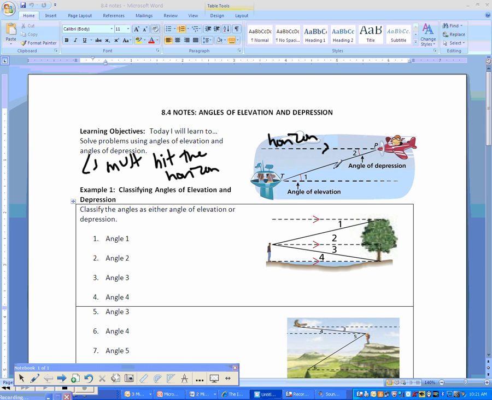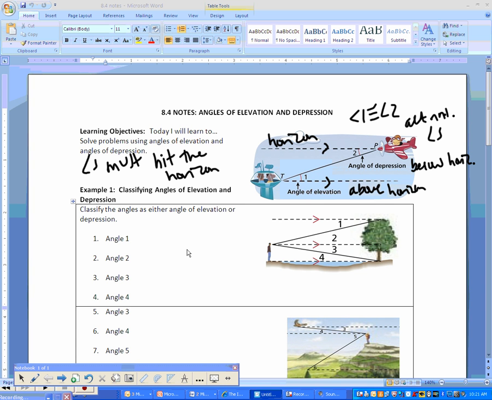So these are both considered horizons. This one is the horizon for this guy, and this one's the horizon for the guy in the airplane. And they're parallel, which is why I put the parallel marks. So if they're parallel, then that's going to mean that angle 1 is congruent to angle 2 because they're alternate interior angles. Okay, so angle of elevation is above the horizon, and angle of depression is below the horizon. All right, so that'll help you distinguish the difference between angles of elevation and angles of depression.